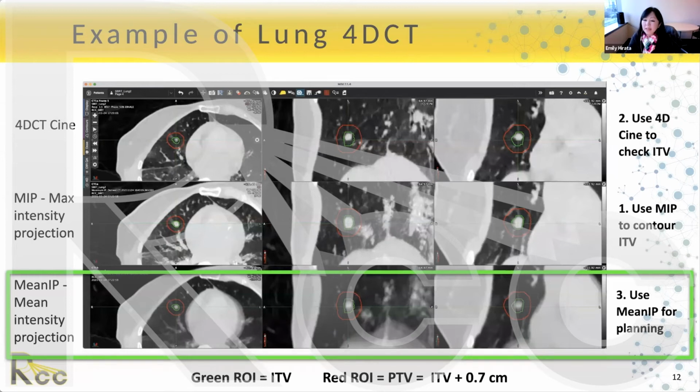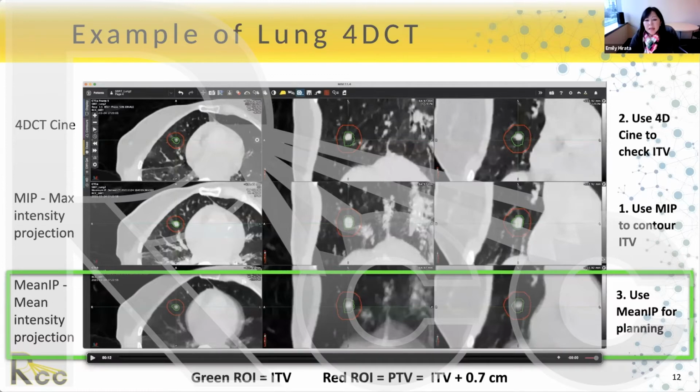Yes, the mean IP is the average. Yeah, good question. And then there's a question from Abid: why can't we use the min or max IP for planning? Why do we use the mean intensity projection for planning? Okay, that's a good question.